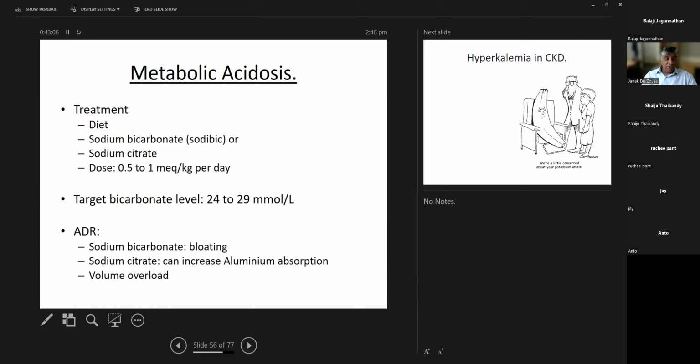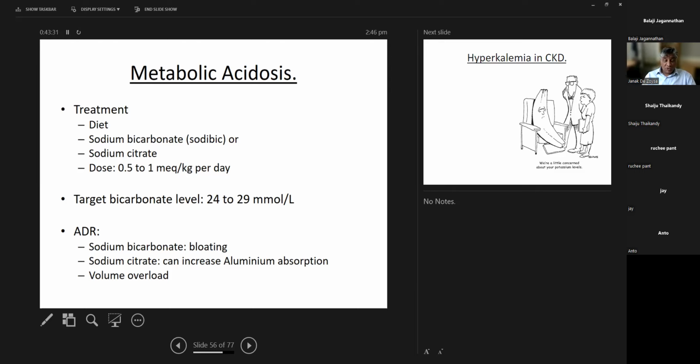And then typically we will use something to correct acidosis, such as sodium bicarb. And you remember there are sodium bicarbonate tablets. We'll typically give the patient oral bicarb, trying to target a serum bicarb concentration of 24 to 28 or 29 millimoles per liter. Bicarb does have side effects, and the major one is bloating, as well as pill burden.